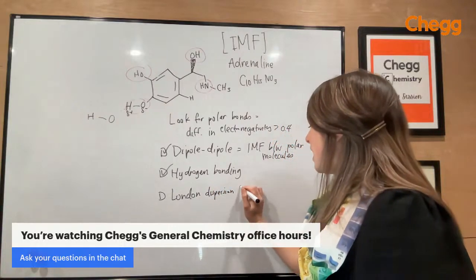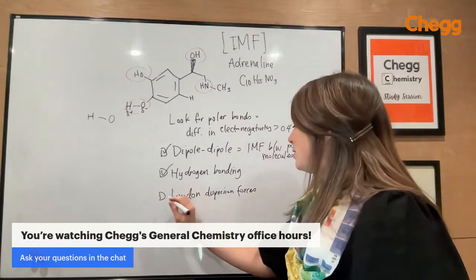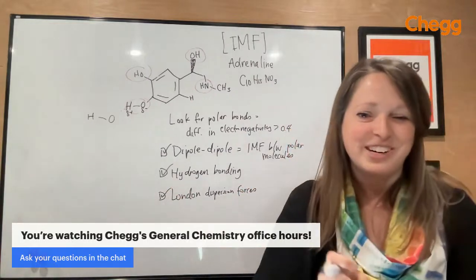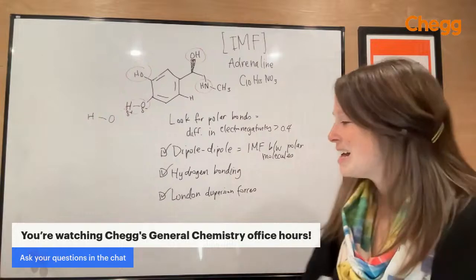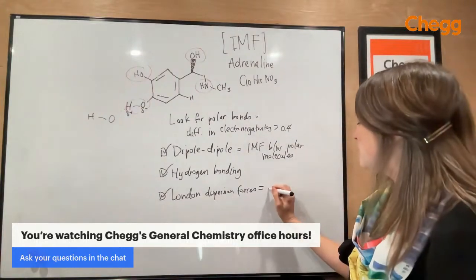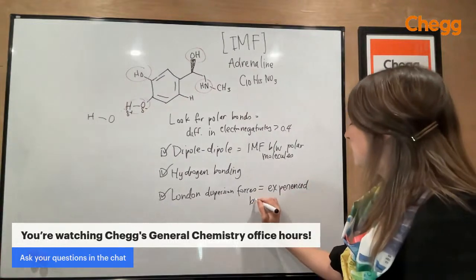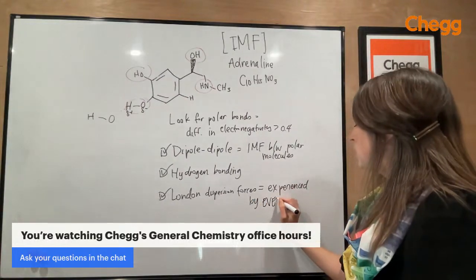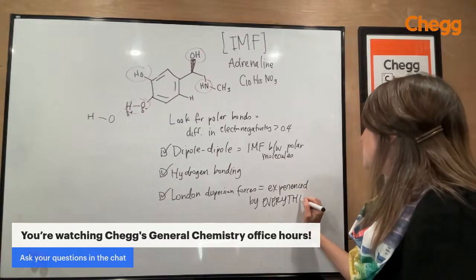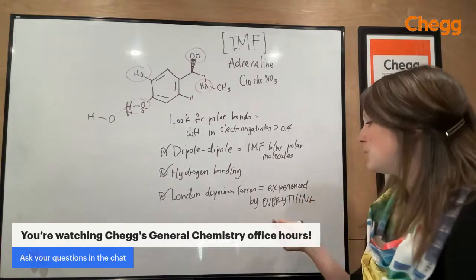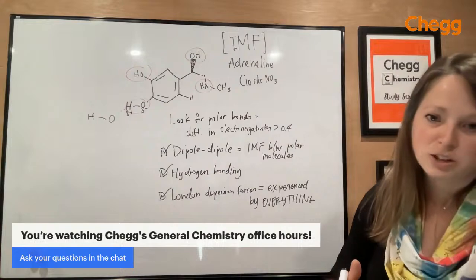And maybe you've noticed I have not discussed one of those IMFs. Put it in the chat if you know where it is, but I'll talk about that briefly. All right, so London dispersion forces are experienced by everything. Okay, why? Because London dispersion forces are just based on the random movement of electrons.